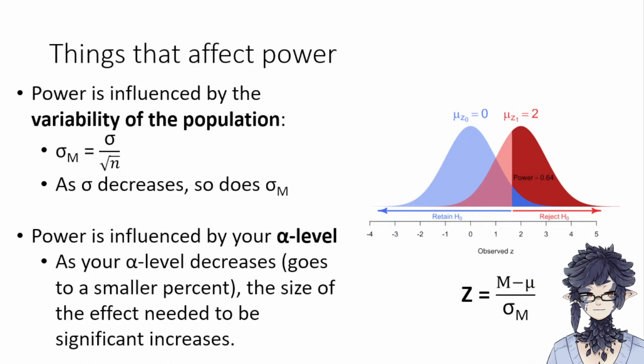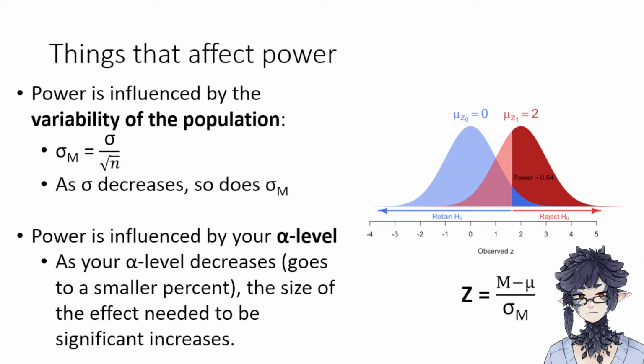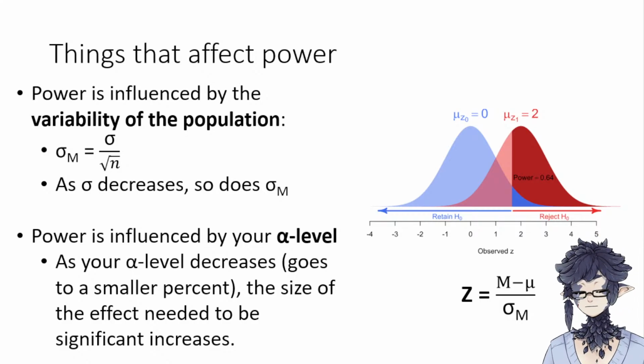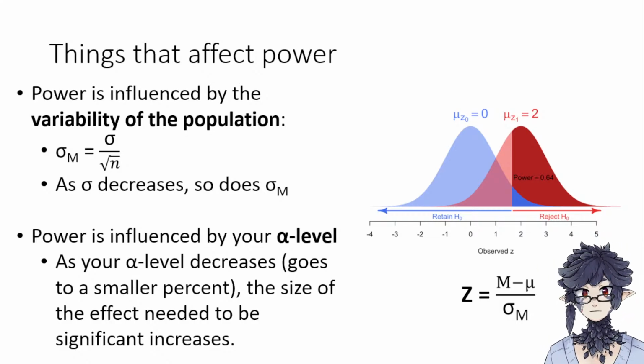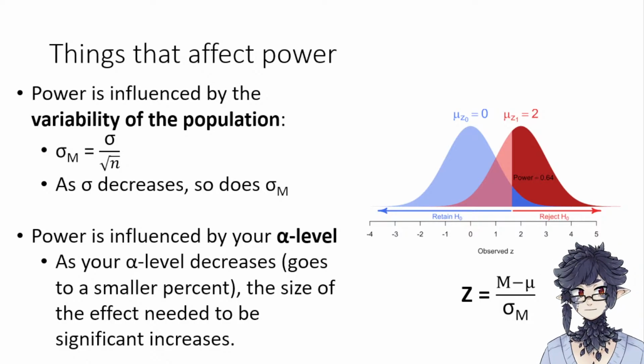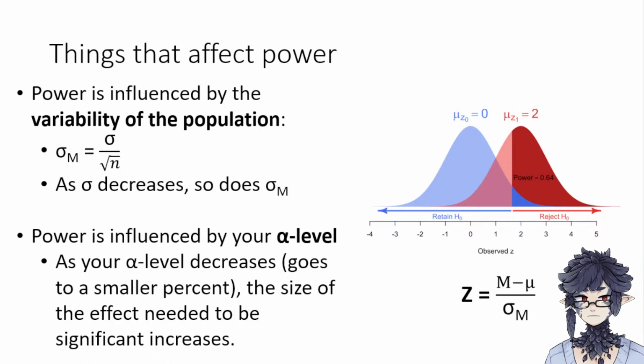Anyway, as your alpha level goes down, your power goes down, because lowering your alpha level is actually raising your standards. It's making it harder to reject the null. The harder it is to reject the null, the less power you have.